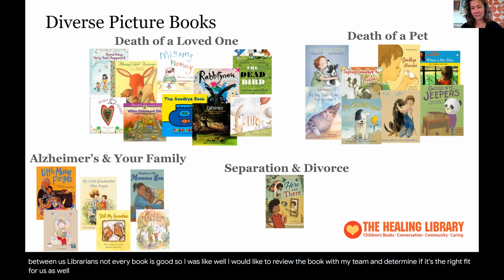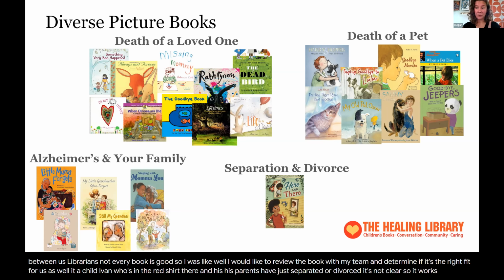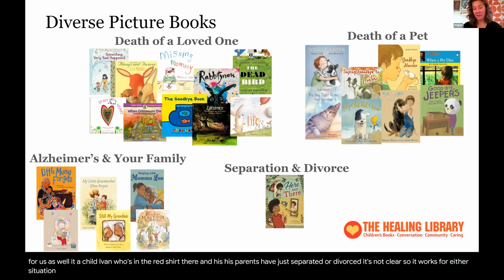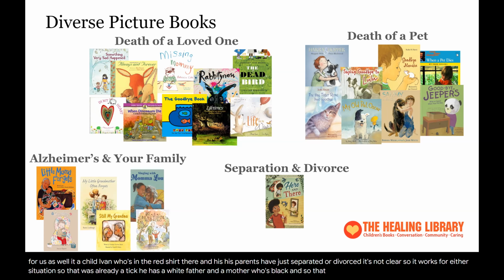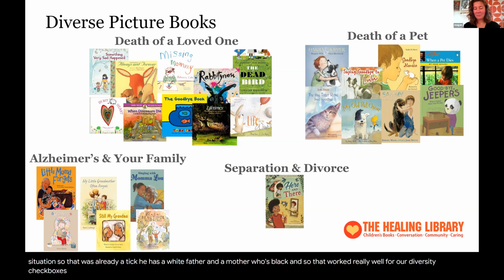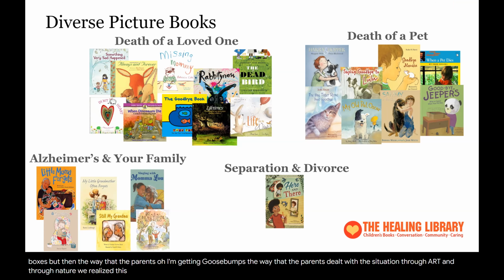And come to find that this is a book about a child, Ivan, who's in the red shirt there, and his parents have just separated or divorced. It's not clear, so it works for either situation. So that was already a tick. He has a white father and a mother who's Black, and so that worked really well for our diversity checkboxes. But then the way that the parents, I'm getting goosebumps, the way that the parents dealt with the situation through art and through nature, we realized this is a really good book. And so we agreed to create this kit with the author, Tam Ellis Smith, who's brilliant. So that's the reason there's only one in that kit.